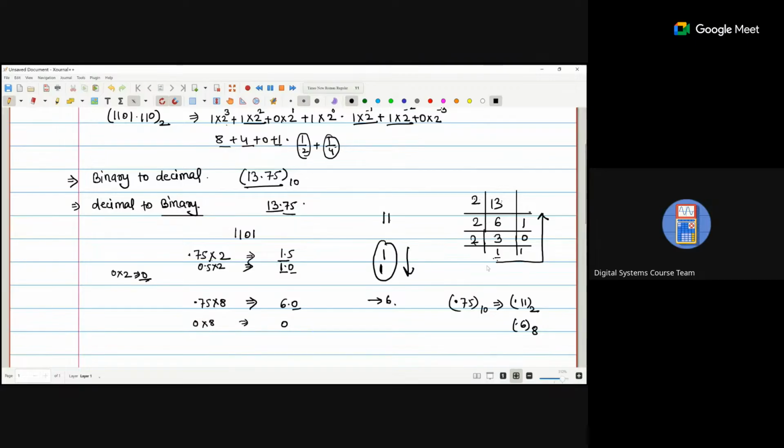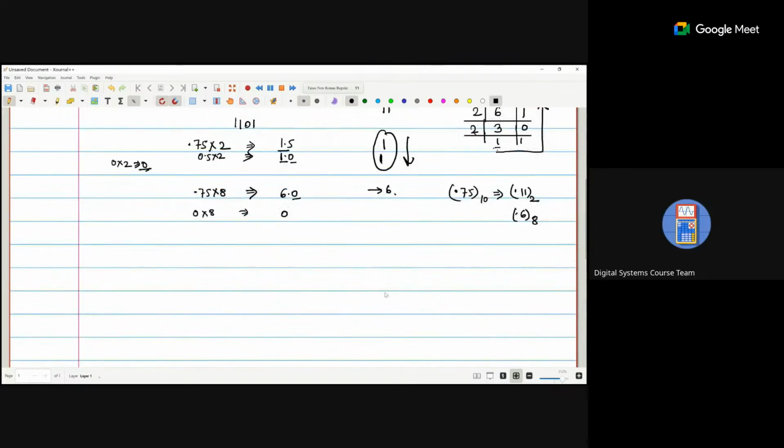Now if we want to convert into the hexadecimal, 0.75 multiplied by 16, we get 12.0. 12 is C. So point C in hexadecimal. Clear? Yes, sir. Clear. Thank you. This is the 12.0. 0 multiplied by 16, we always get 0. So only the C is part.